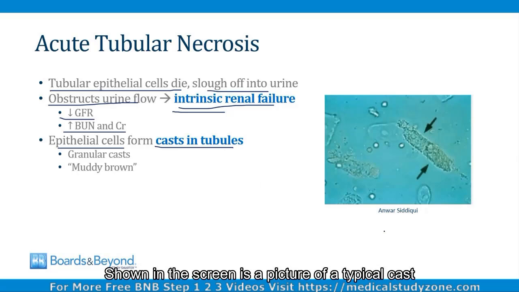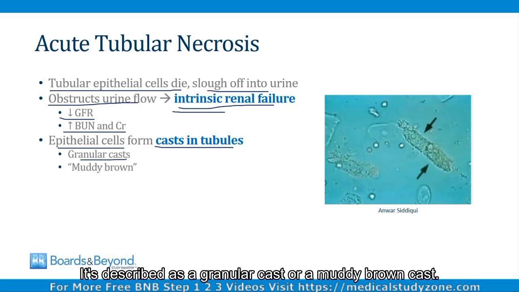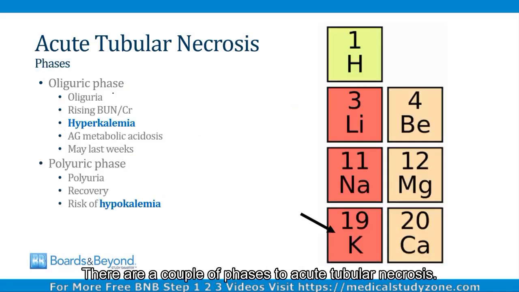Shown on the screen is a picture of a typical cast that's seen in ATN. It's described as a granular cast or a muddy brown cast. There are a couple of phases to acute tubular necrosis.